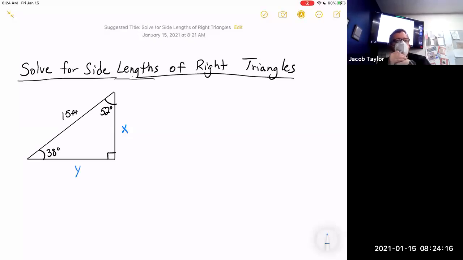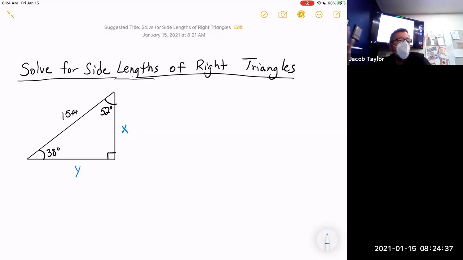So we're going to use our trig functions to solve for missing pieces of a triangle. And in this particular triangle, we are actually given more information than we need. We're given both angles. We could really get away with just one angle. And this is enough information for us to figure out the two missing sides.